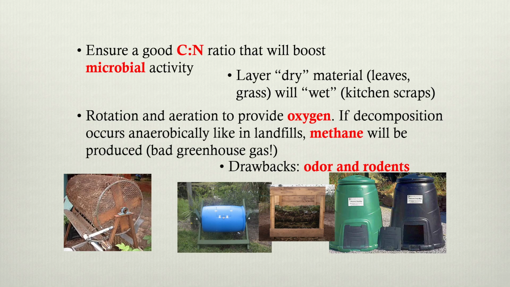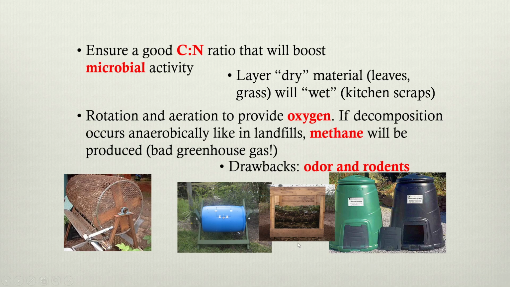Now, in order to compost well, you have to make sure that there's a good carbon to nitrogen ratio so that you can boost the microbial activity. You want to layer dry materials with wet materials, so leaves and grass with kitchen scraps. The rotation and aeration is done to provide oxygen. If you do it anaerobically, like in a landfill, you're going to produce methane, which is a greenhouse gas. Some of the drawbacks, of course, are that it can increase the amount of odor and it will encourage rodents.